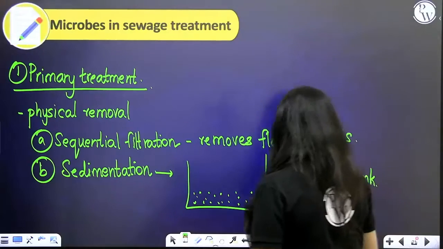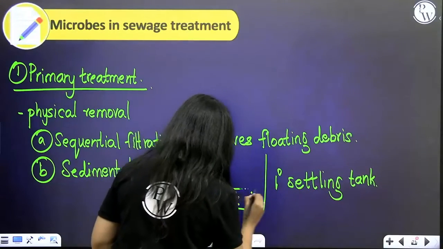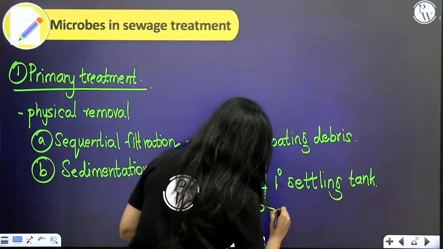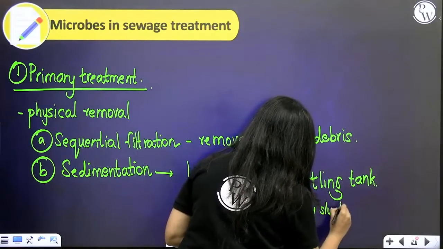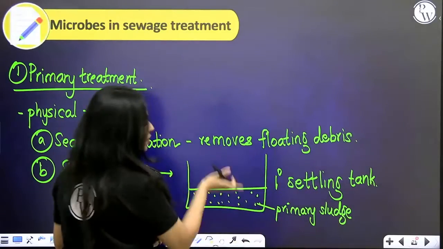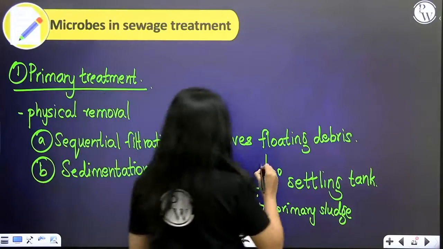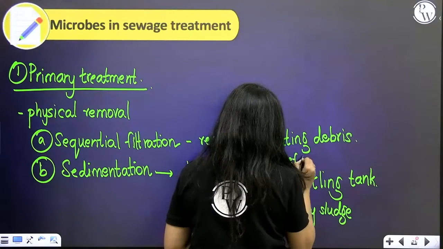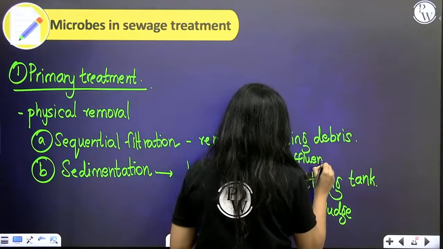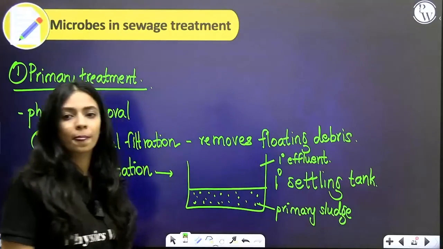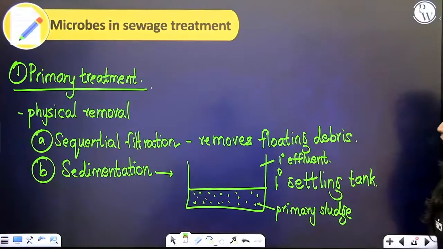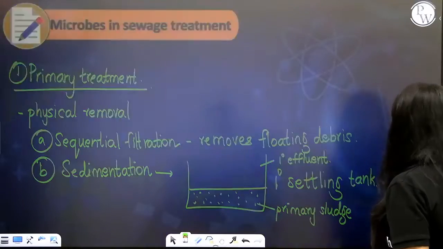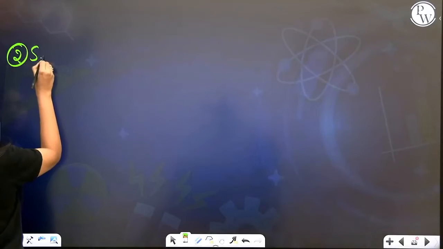Okay, so now whatever settles at the bottom is called the primary sludge. Whatever remains on top is called the primary effluent. All right. Now, this primary effluent will get passed on for the secondary treatment.